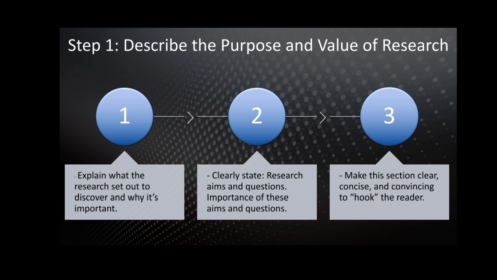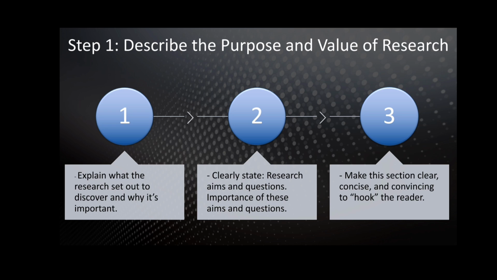So what to include in the first part? Explain what the research set out to discover and why it is important. You have to mention that this study aims, or this study investigated, or this study examined, or the purpose of this study was that, and why. The second thing is why it is important that you conducted this study. And then clearly state research aims and questions, and the importance of these aims and questions.